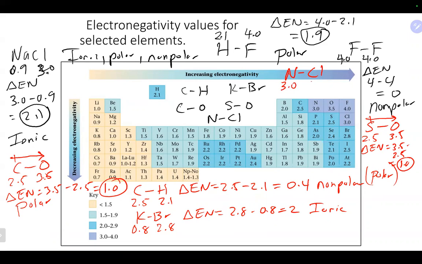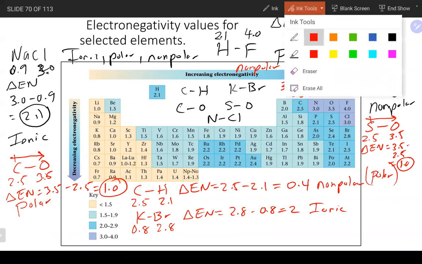Chlorine is 3. Change in electronegativity here is 0. This is what type of bond? It is a nonpolar bond. It is 2 different elements that actually have the same electronegativity, and that can happen. So for sure, if you have 2 elements that are the same, it's going to be nonpolar, but you can also have 2 elements that are different. The reason for that is what is sometimes referred to as the diagonal rule.